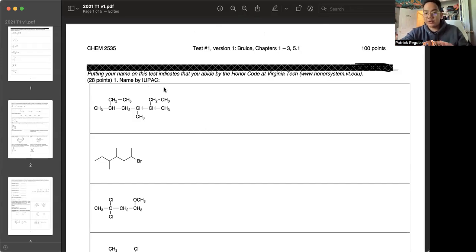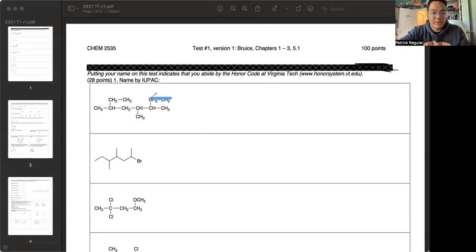So there's no ethyl group at all. They're all methyl groups because if we follow this line right here, that's 1, 2, 3, 4, 5, 6, 7, 8. It's an octane. Then you have 3 methyl groups right here. Methyl, methyl, methyl. Let me make this thinner. I don't like it this thick.